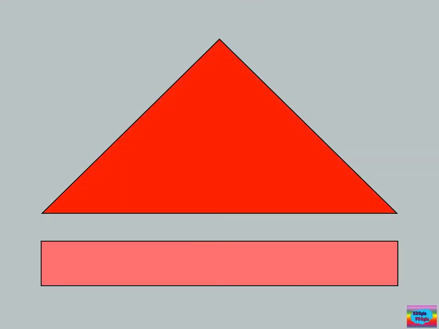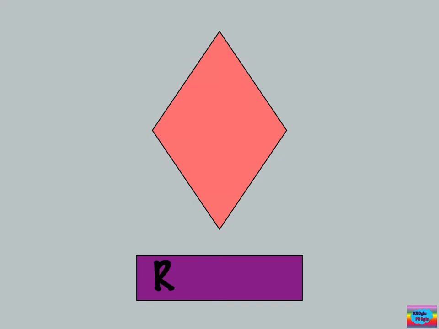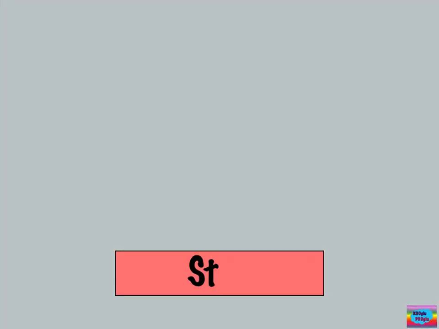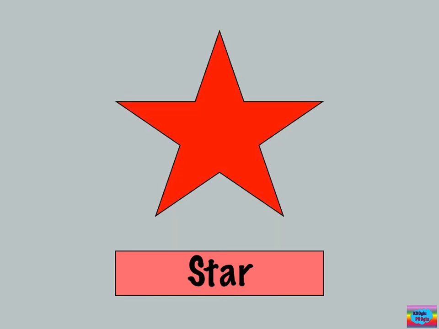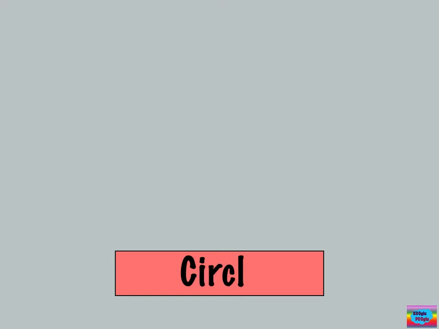Or you can use a triangle for a roof on your head, or that would be weird. Or you live, where do you live? Of course, in your mommy's heart. And here's a rhombus, commonly known as a diamond. And star, if you remember the video of the star. And last one is circle.